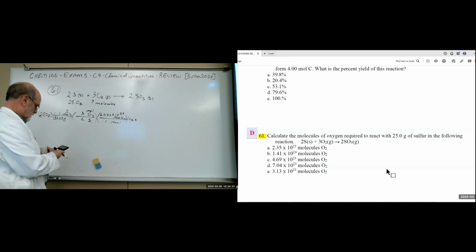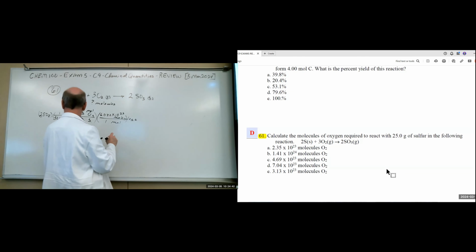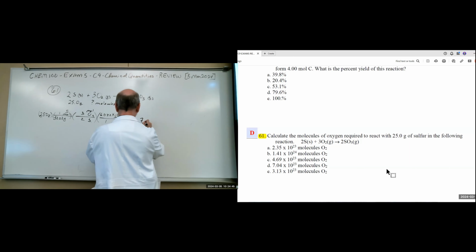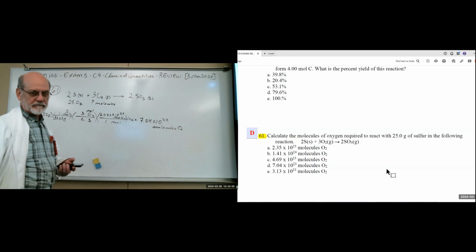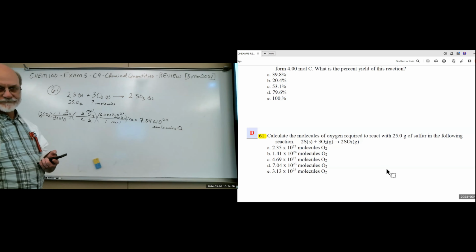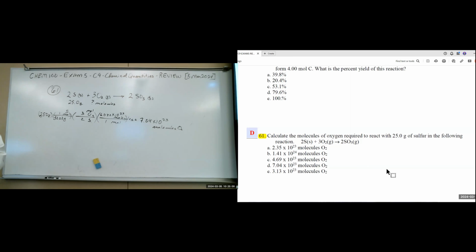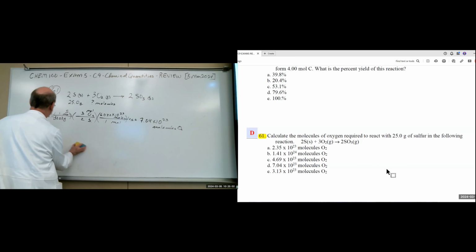25, 32.07 divided into it, 3 times and 2 divide, and then 6.022 exponent 23 times. So I get 3 significant figures, 7.04 times 10 to the 23rd molecules of O2. That's D. Okay.